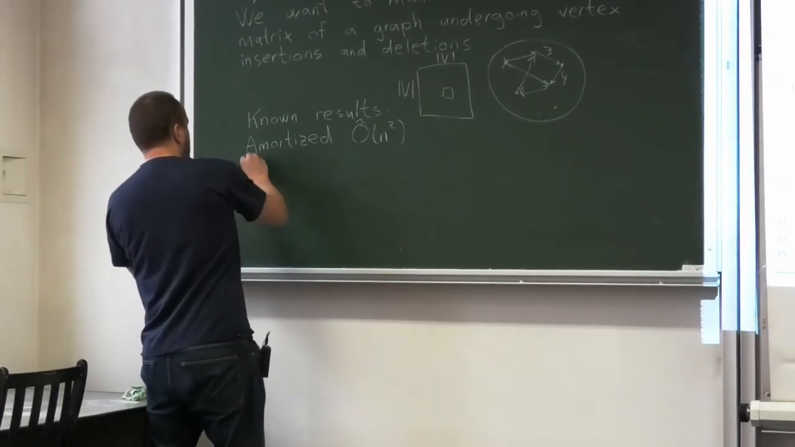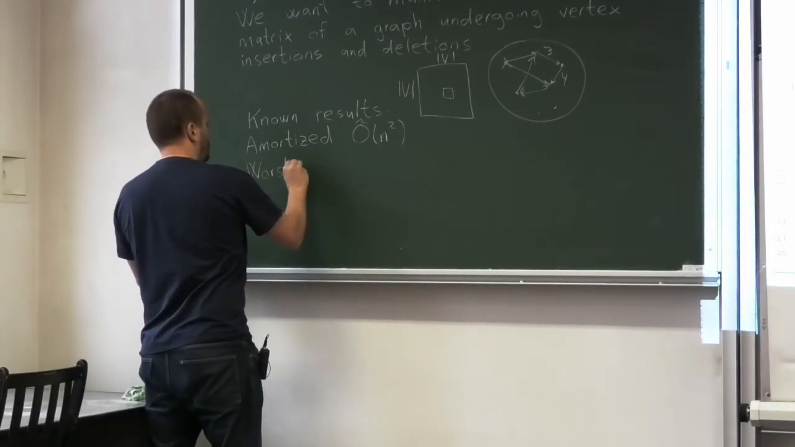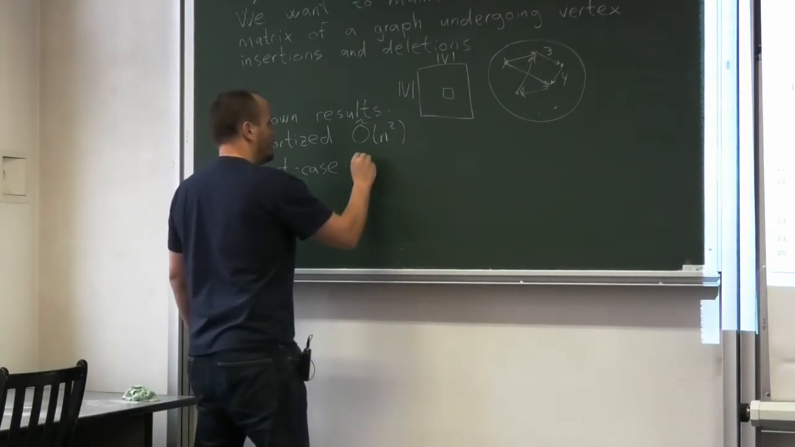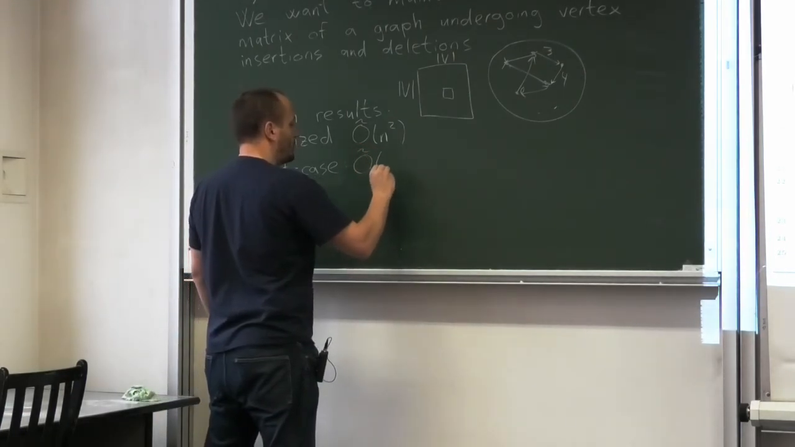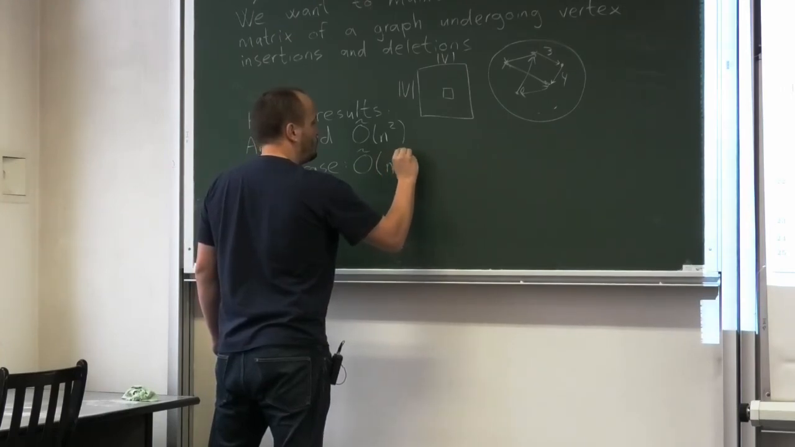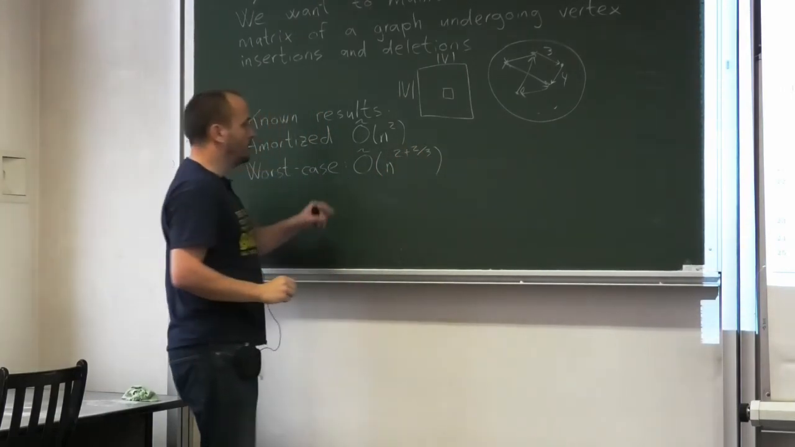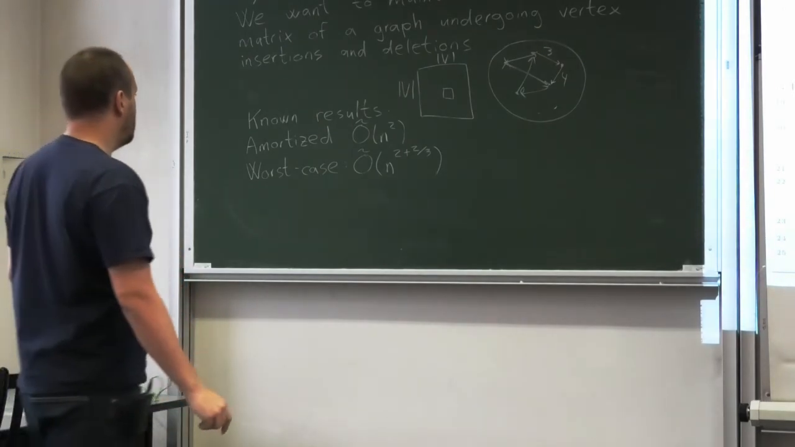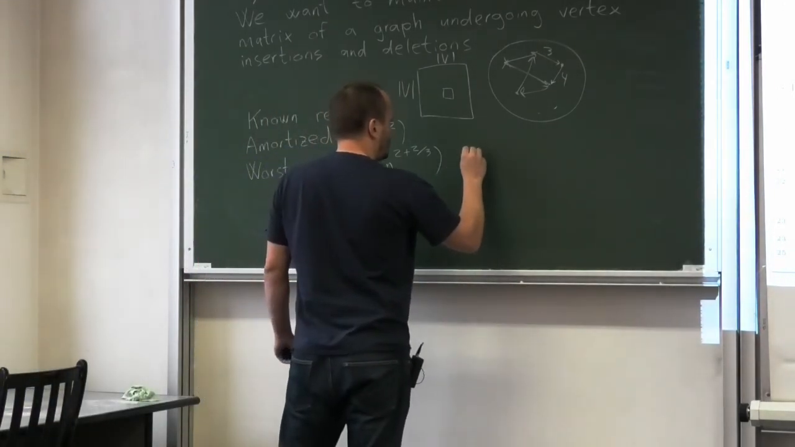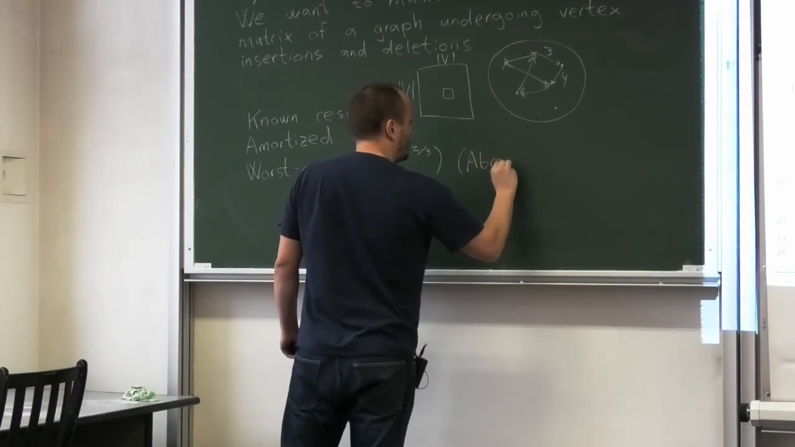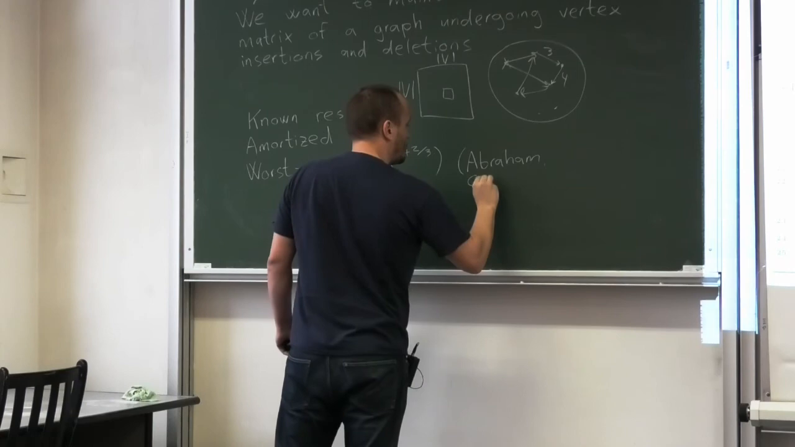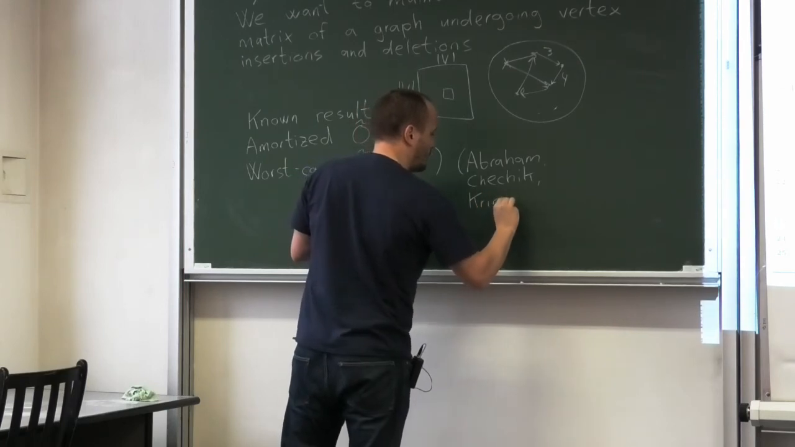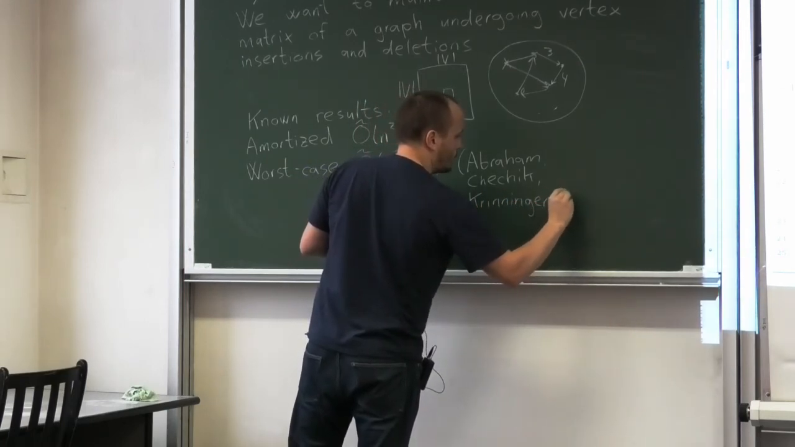But what we are interested in in this lecture is worst case bounds. And I'm going to present today a data structure which has worst case bound Õ(n^(2+2/3)). I should say this tilde here just means that I hide logarithmic factors. Okay, so this is by Abraham, Chechik, and Krinninger from SODA 17.